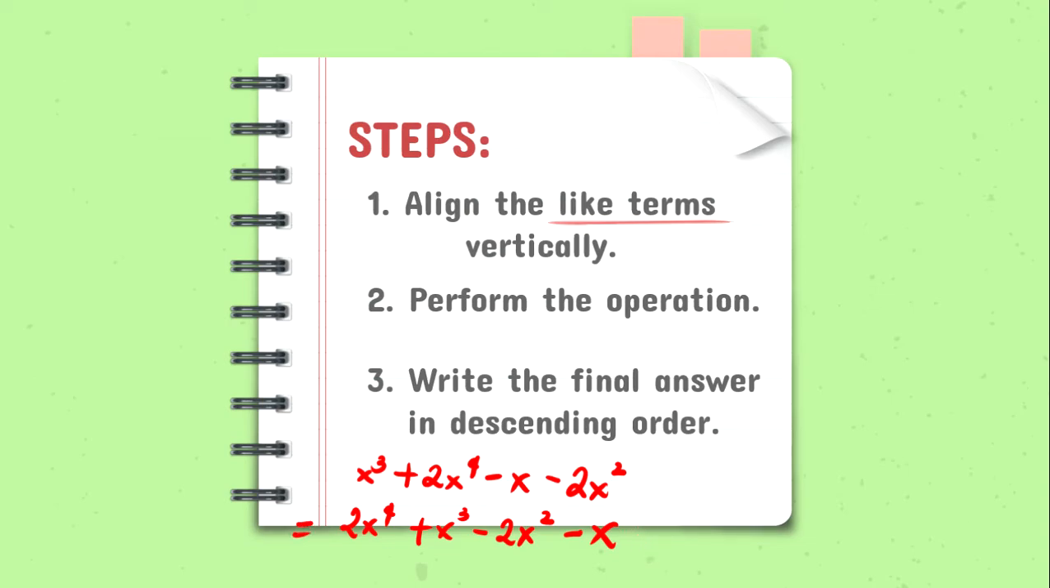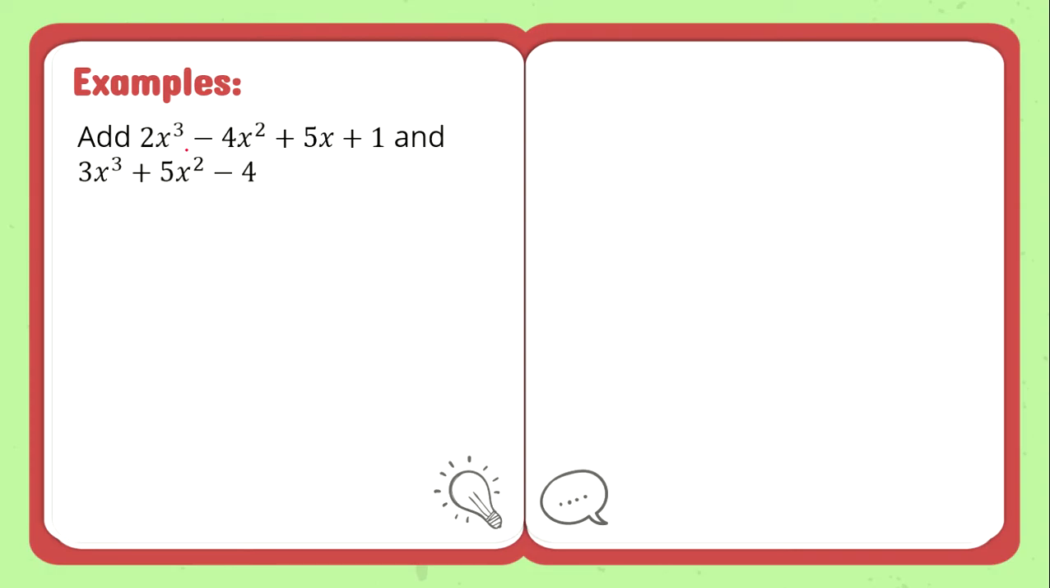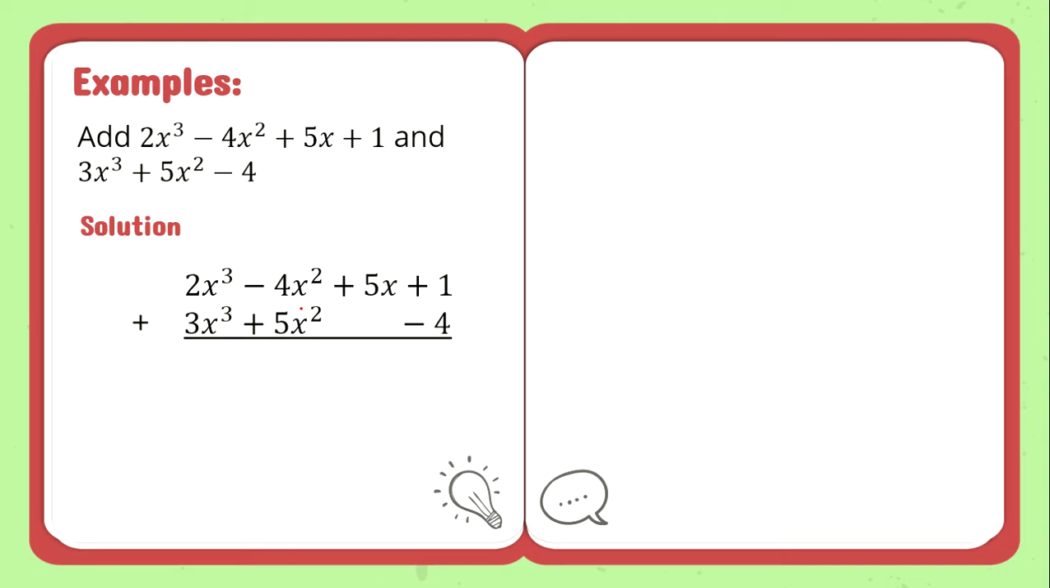Let's have examples in adding and subtracting polynomials. Let's start with addition first. Add 2x cubed minus 4x squared plus 5x plus 1 and 3x cubed plus 5x squared minus 4. How do we add this? For the solution, again, for our first step, we have to align them vertically. In aligning them, we have to align the like terms. So 2x cubed is aligned with the 3x cubed, the same way with negative 4x squared and 5x squared.